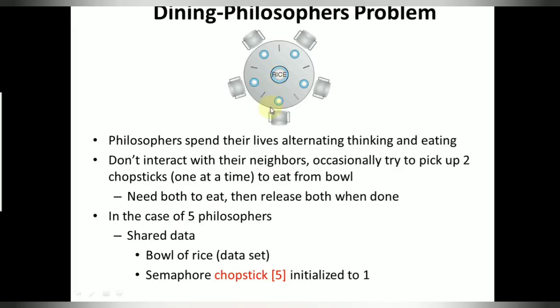Now what does the dining philosophers problem tell us? There are 5 philosophers. These 5 philosophers can be doing one of these jobs: either they are thinking or they are eating.